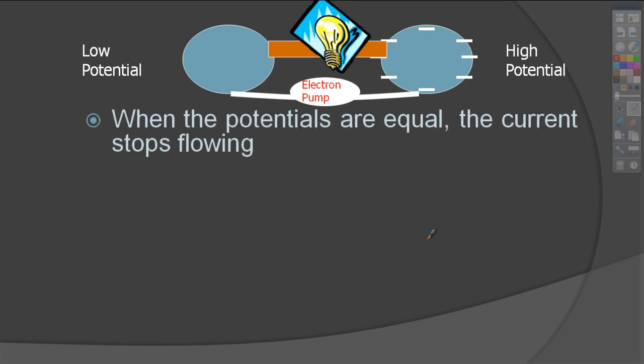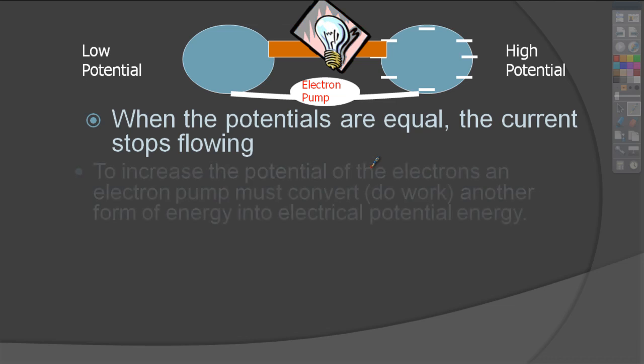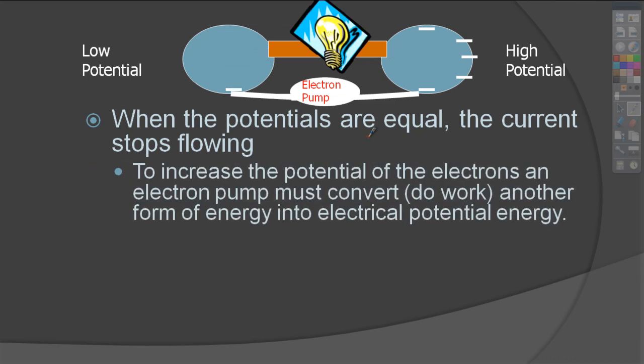So when the potentials are equal, the current stops flowing. If these potentials become equal, then there's going to be no more current flow. So to increase the potential of the electrons, an electron pump must do work, converting another form of energy into electric potential energy. So we have an electron pump here that does work. It keeps these electrons flowing.